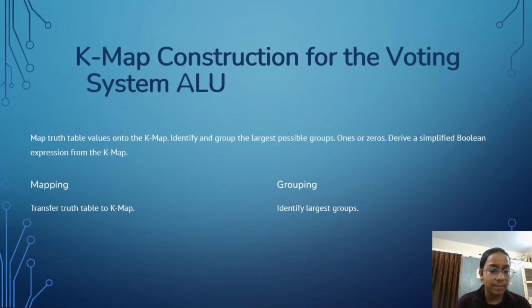The process involves mapping the output values from our truth table onto the K-map grid. The arrangement of this grid allows us to easily identify adjacent cells that differ by only one variable. Then comes the grouping stage. Here we look for the largest possible rectangular groups of ones or zeros, depending on the expression we are simplifying. These groups must be powers of 2 in size, like 1, 2, 4, 8, and so on.